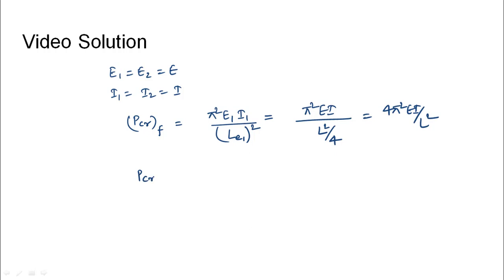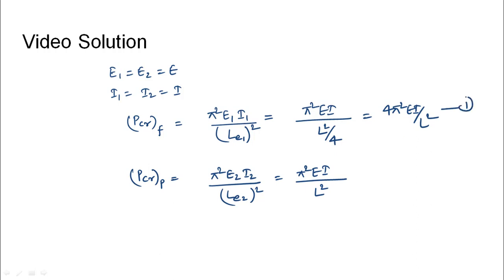Now we will do this for the column with the pinned ends. So that would be pi square E2 I2 by LE2 whole square. So since the material and the cross section is same, the numerator would remain the same and the denominator would be L square. Let us say this is equation 1 and this is equation 2. It is said to find the ratio of the critical load for the fixed end column to the critical load of the pinned end column.